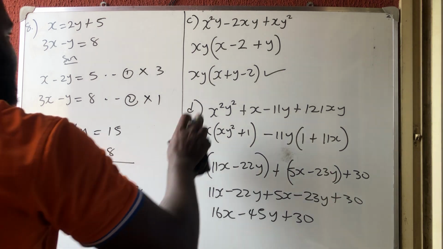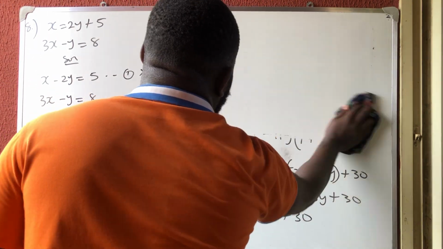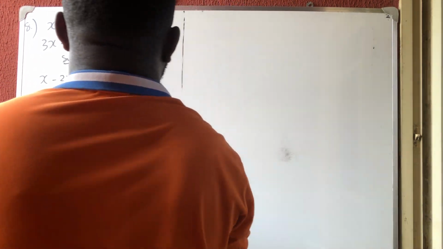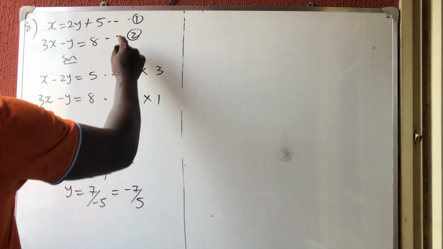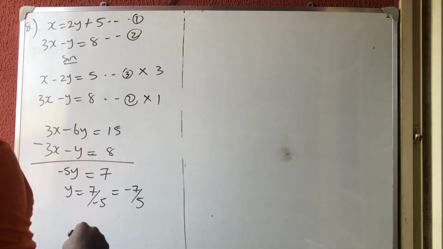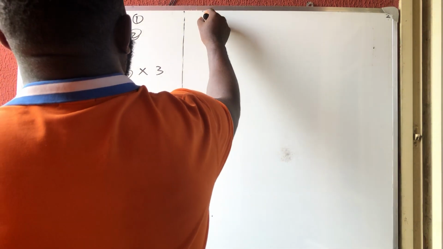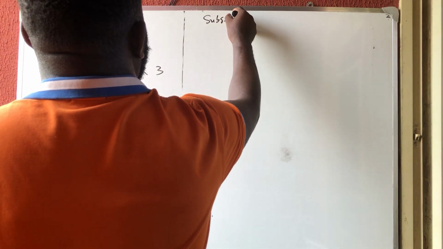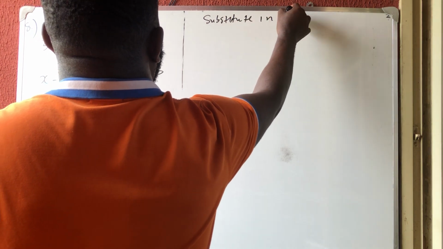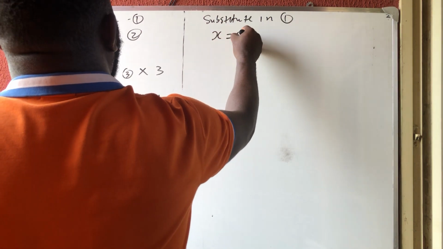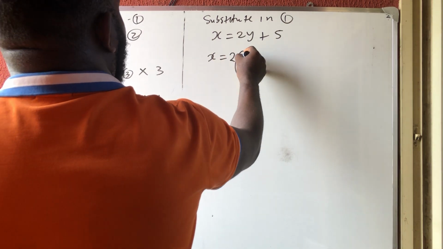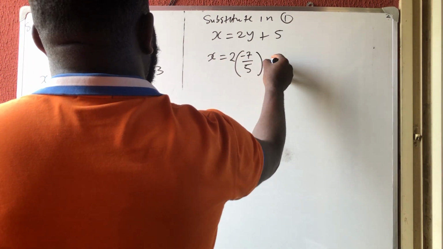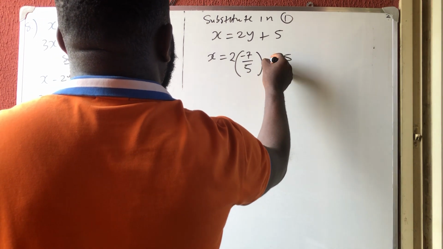So to get my x, I can substitute it in equation 1, equation 2, or equation 3. Let me call this equation 1, though. The one they gave me, equation 2. So this one I did should be equation 3. So let me substitute in equation 1. Equation 1 said that x is equal to what? 2y plus 5. So x is equal to 2 bracket, my y is minus 7 over 5, sorry, plus 5.